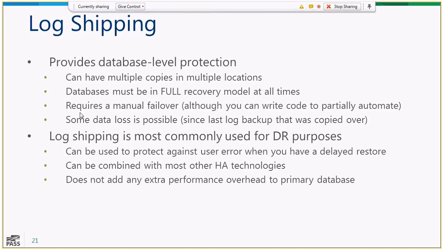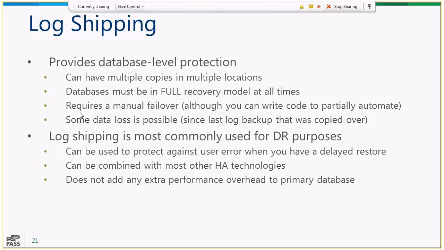Then finally, we have log shipping. This gives you database level protection, and you can have multiple copies of your principal database in multiple locations. You've got to be in full recovery model just like most of these other technologies. If you do have a failure, you're going to have to do some work. The main thing is to restore the database with recovery on your secondary copy, and then make sure your application is pointing at that other server. It's possible to lose some data with log shipping. It depends how often you're taking log backups and whether or not that last log backup was actually copied over and applied on the secondary before you restored it and brought it online.